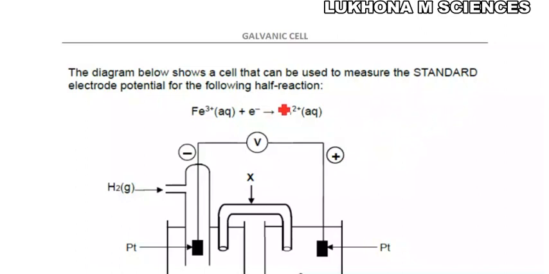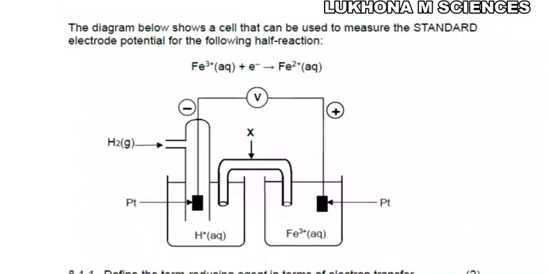This is galvanic cell. The diagram below shows the cell that can be used to measure the standard electrode potential for the following half reaction. So we're given this half reaction, then this, and also the diagram. Let's look at the diagram. This is the galvanic cell. This diagram is for the galvanic cell.